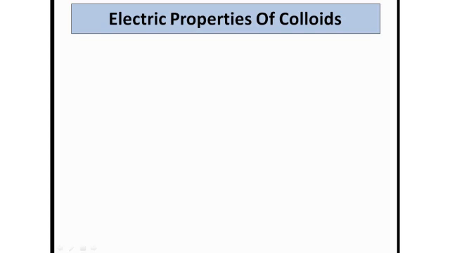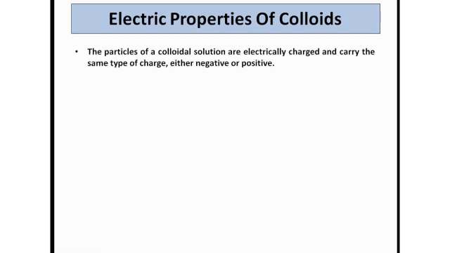First of all, we need to have something in our mind: the particles of colloidal solutions are generally electrically charged, and they carry the same type of charge. Suppose we have a group of colloidal particles, they will either have a positive charge or a negative charge. This charge is over the surface of the particle and is of the same type. For a group of colloids, they will either have a positive charge or a negative charge, but they never have a mixed charge.